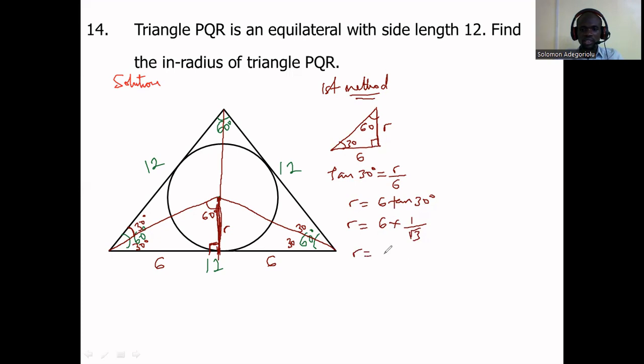Here the radius is equal to 6 root 3 over 3. That's if you rationalize the denominator here. Rationalizing this becomes 1 over root 3 times root 3 over root 3. Okay, so 3 here 1, 3 here is 2. You can see the final answer for our radius is equal to 2 root 3. So 2 root 3 is the radius of this diagram that we have here.